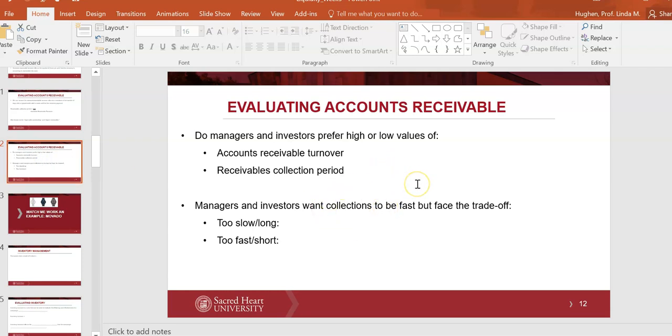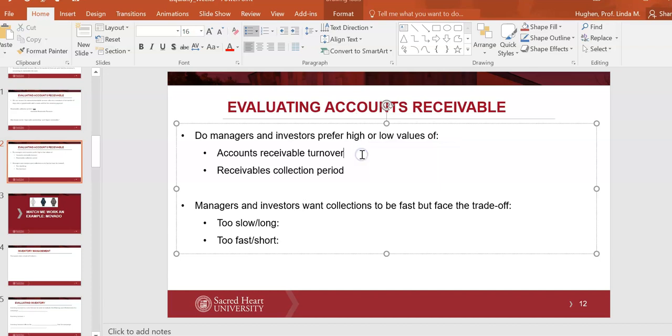Do managers and investors prefer high or low values of the two measures we looked at for evaluating accounts receivable? One, accounts receivable turnover: how quickly are we collecting our receivables? We typically want that number to be high. And these two measures are inversely related. So the receivables collection period we want to be low. We want the number of days that we're waiting to collect the receivables to be low, and the rate at which we're converting those receivables into cash to be high.